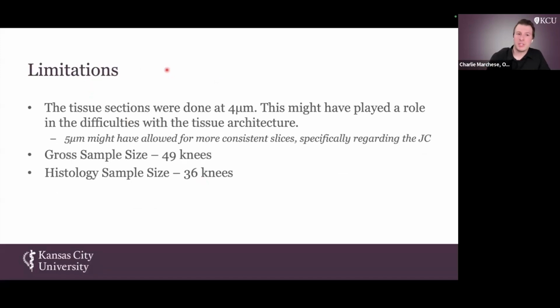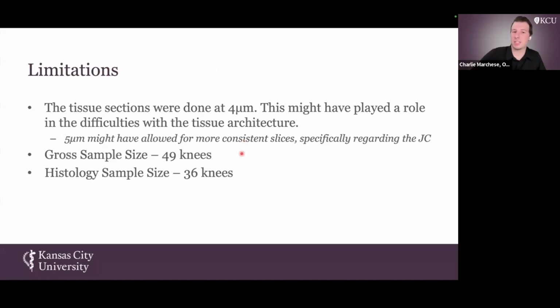A couple quick limitations, right? The tissue sections were done at 4 micrometers. This might have played a role in the difficulties with the tissue architecture. If we think back onto that slide that I showed of the image of the joint capsule, if that was done at 5 micrometers, that might have prevented some of that white space. Tough to tell. So we were happy with the fact that our IT band and our LCL were consistent enough for us to be able to analyze. So, silver lining there, but we're curious to see how a 5 micrometer thickness might have affected either the results or just the ability to include the joint capsule.